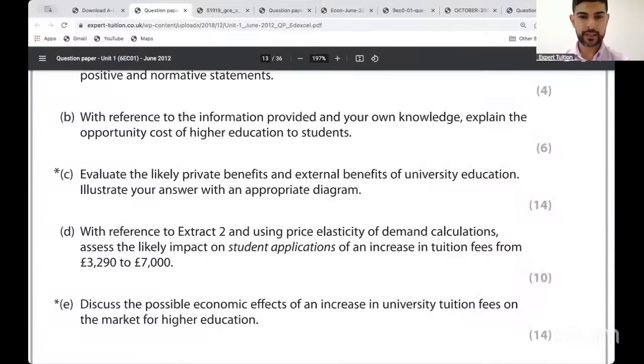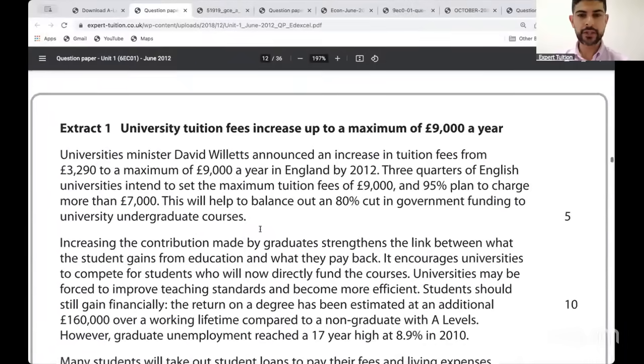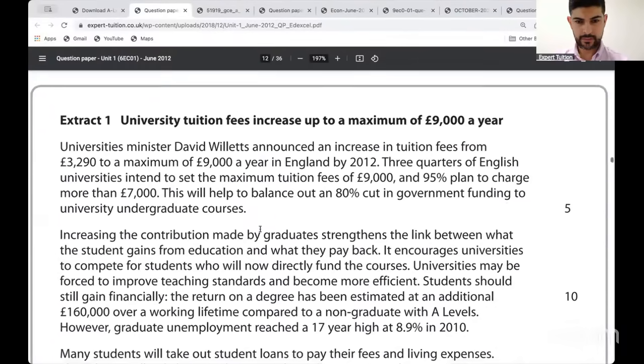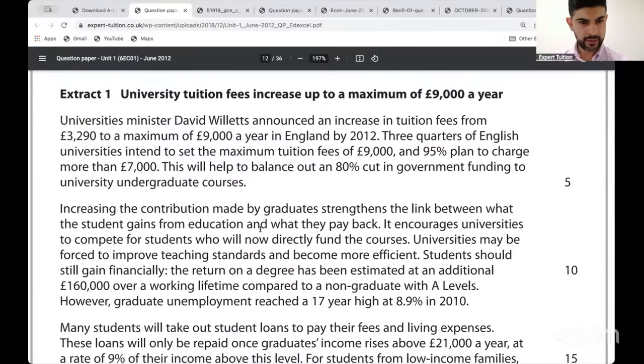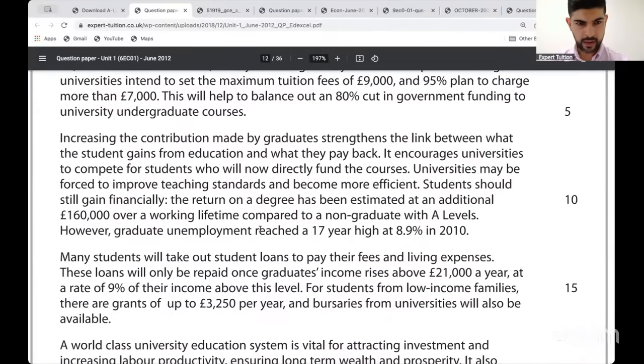In fact, you know what? Sorry, let me unshare again. It's the most obvious quote in the world in that extract, yeah? And it is the following. It goes, the return on a degree... £160,000 over a working lifetime. What is the exact quote? I definitely remember them saying it somewhere. Oh, there we go. Yeah.